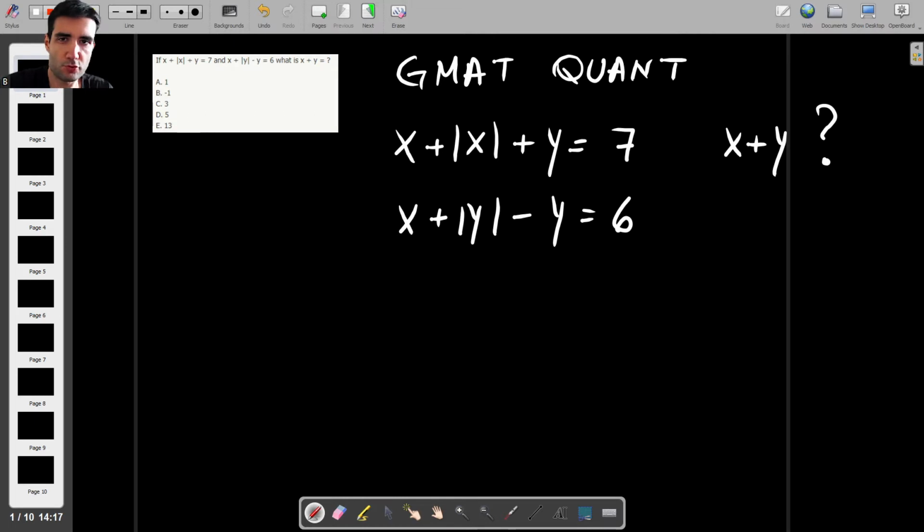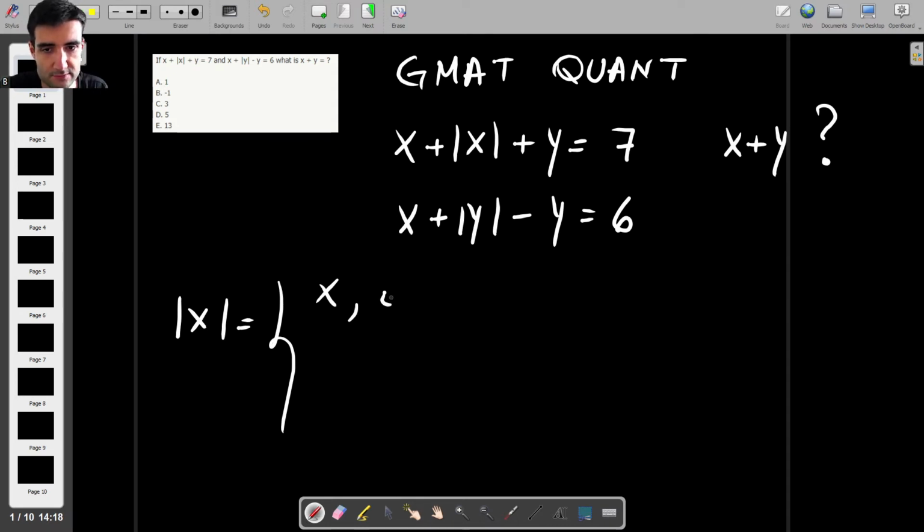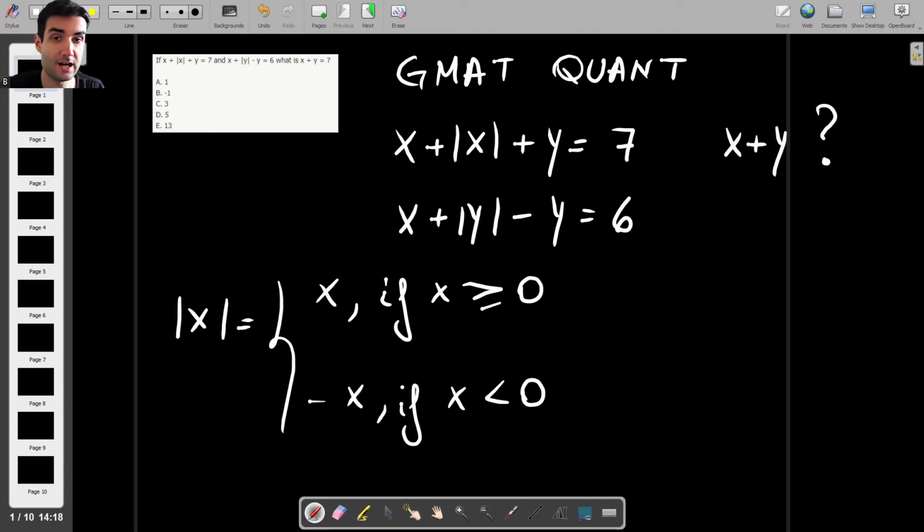If you're not sure where to start, what I would suggest is just use the definition of the absolute value. In general, the absolute value of x is equal to x if x is at least 0, and it's equal to minus x if x is less than 0. I know some students have the tendency of writing that the absolute value of x is plus or minus x. This is not correct, because whether it's plus or minus depends on if x is positive or negative to begin with.